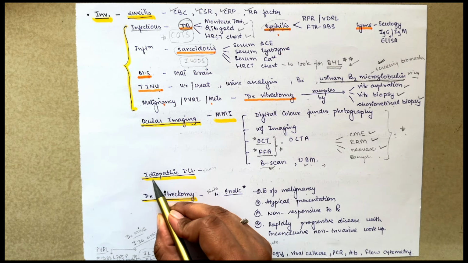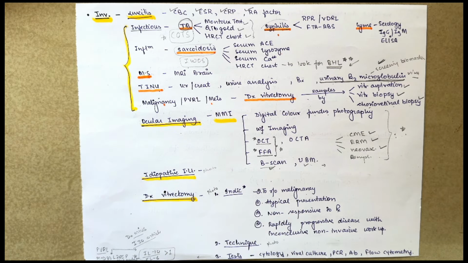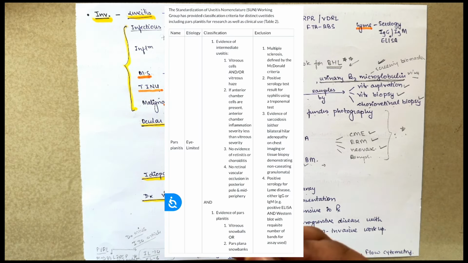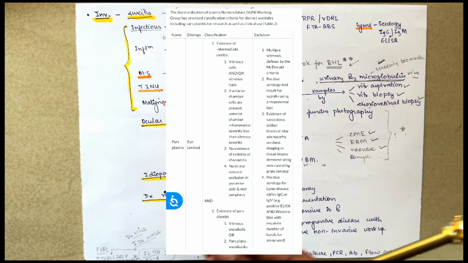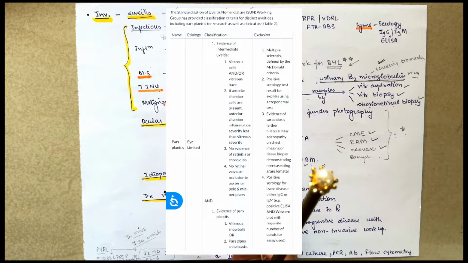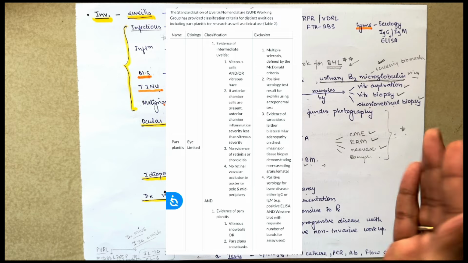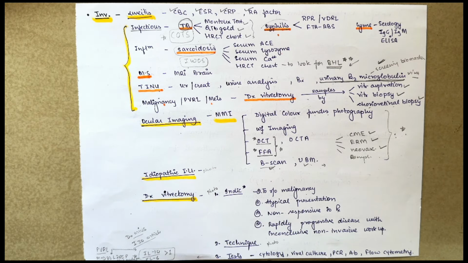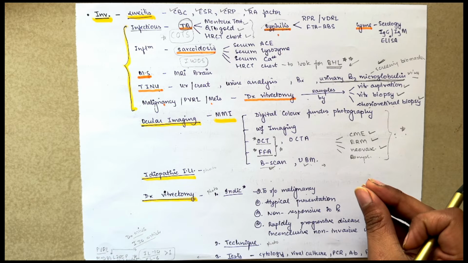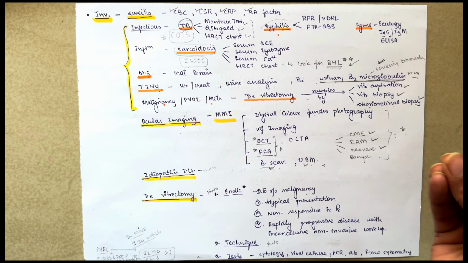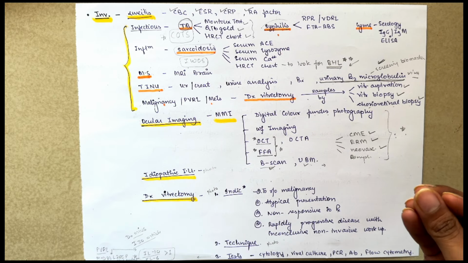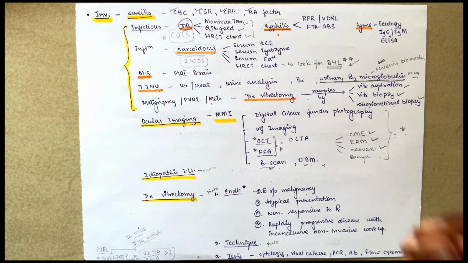Now, for idiopathic intermediate uveitis, I'm sharing this photo with you. With this table, based on the SUN Working Group classification, it is very clear when you label idiopathic intermediate uveitis. Just remember this and it is enough. So we have completed the investigation list for intermediate uveitis. I have explained a very tailored approach. Just remember this part at least so that you can score very well in your exams.